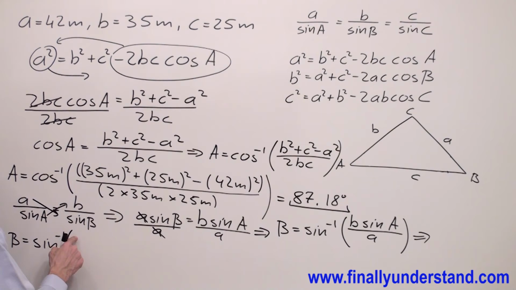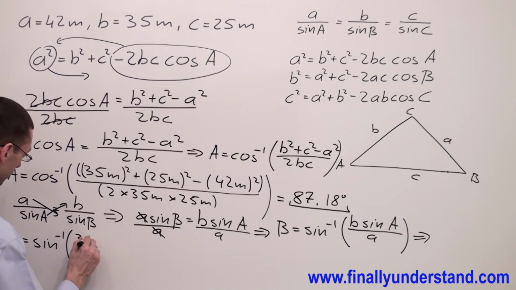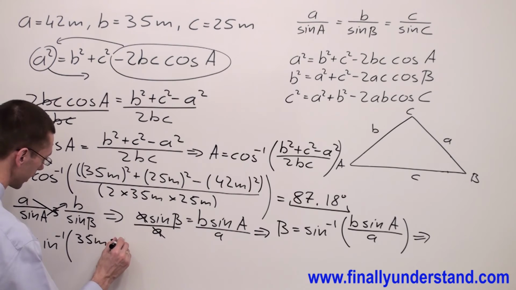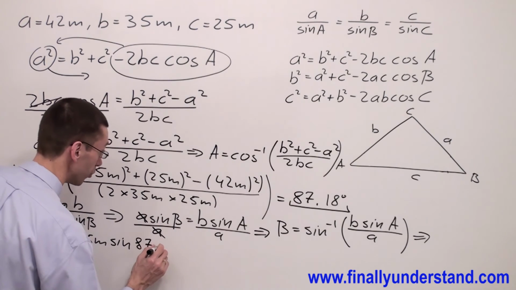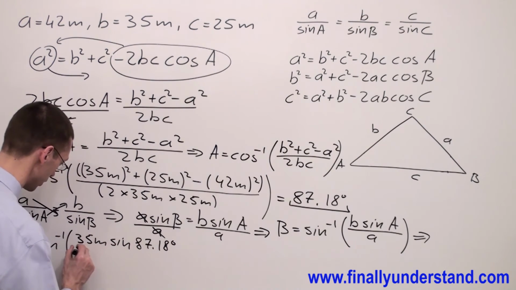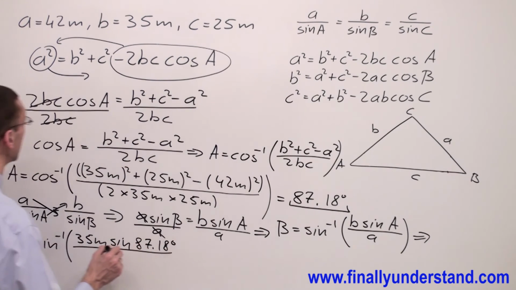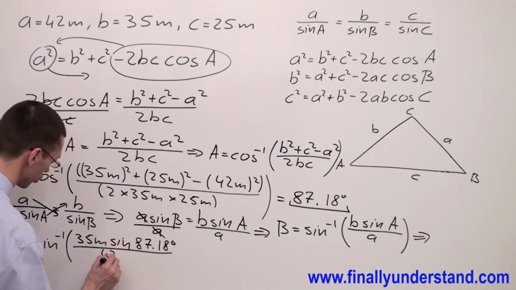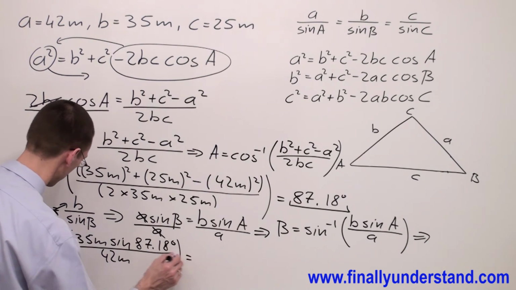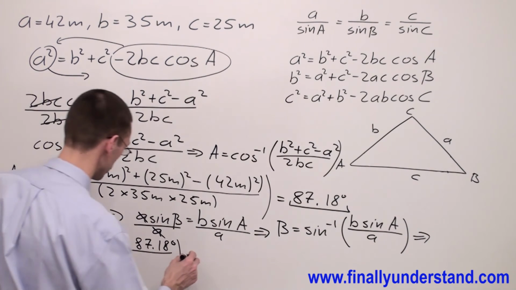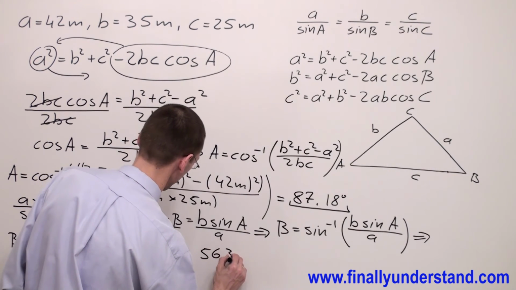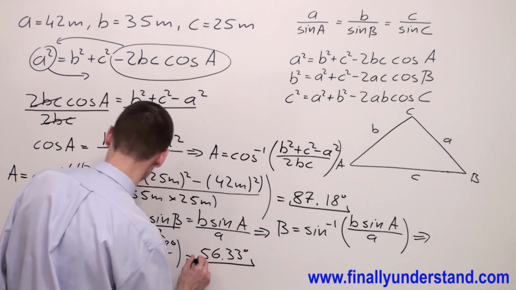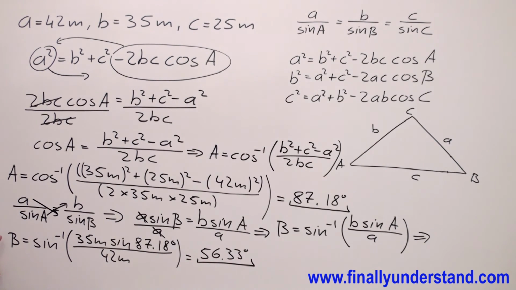B is equal to 35 meters sine of angle A, which is equal 87.18 degrees, over side A, which is equal 42 meters. Of course, you're supposed to use the calculator. You're supposed to obtain the value of 56.33 degrees. Okay, so we found angle A and we found angle B.